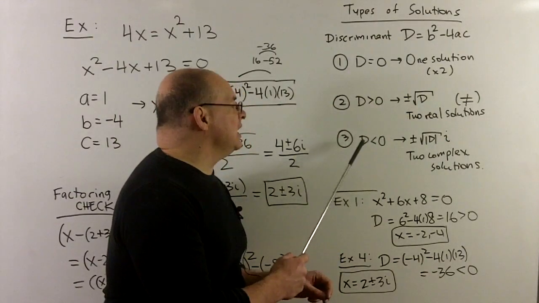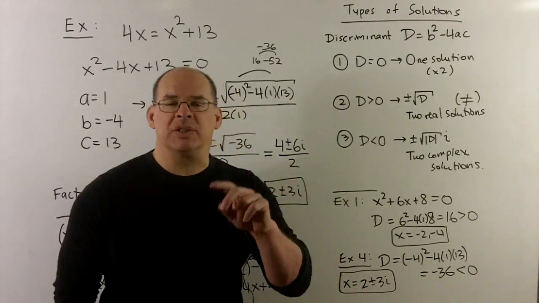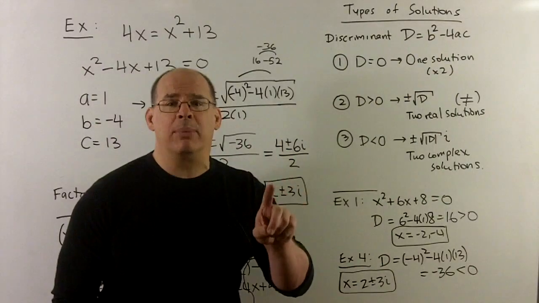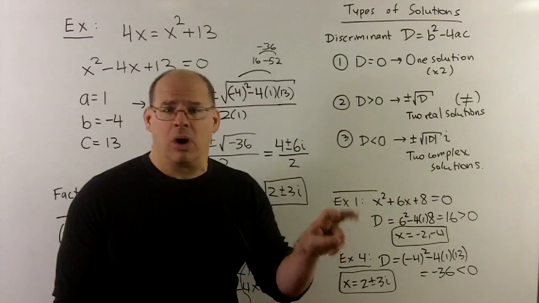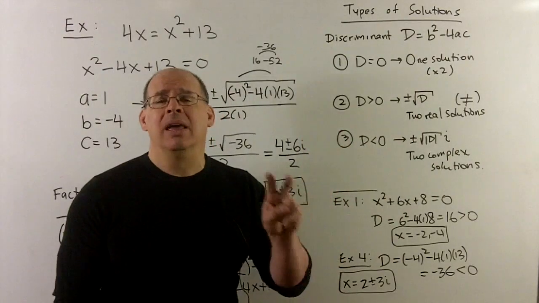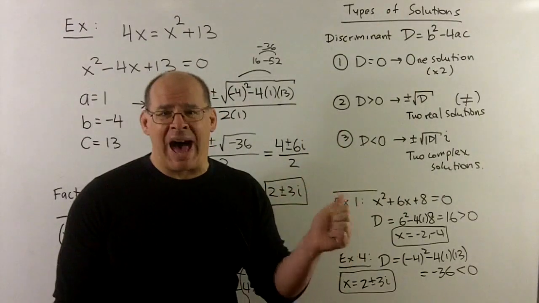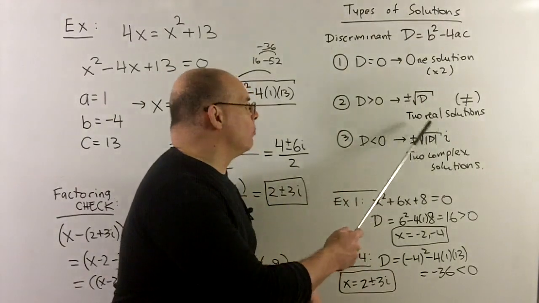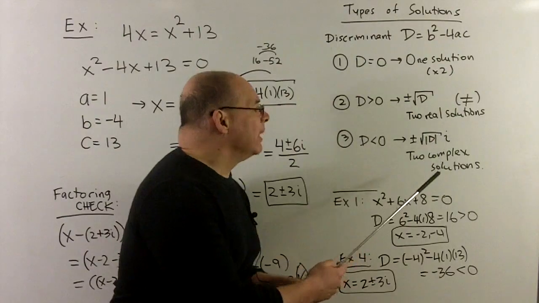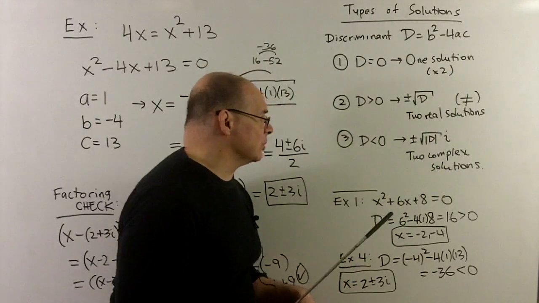Third case, if your D is negative, then you're doing plus or minus the square root of a negative number, which you break into the positive part, which is just the square root of the absolute value of D, and the minus 1, which is going to go to an i under the square root. So this is going to look like plus or minus some real number times i, and there we'll get the two complex solutions.